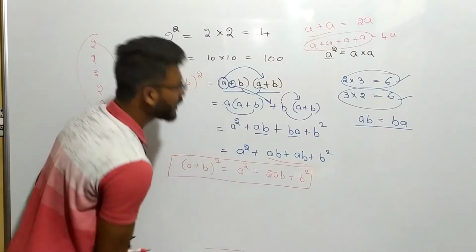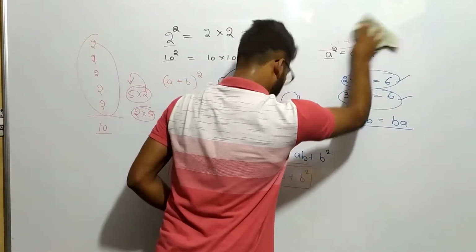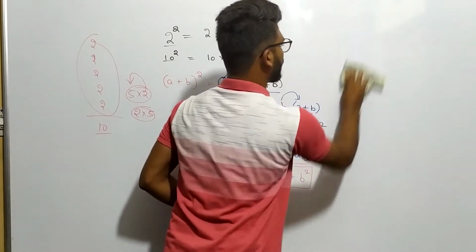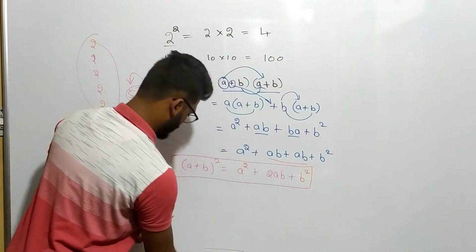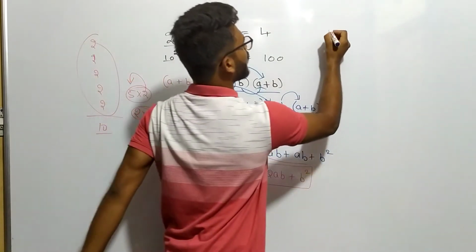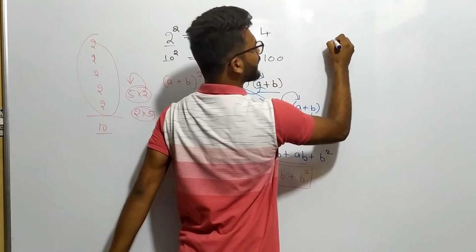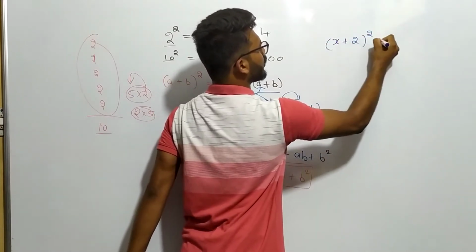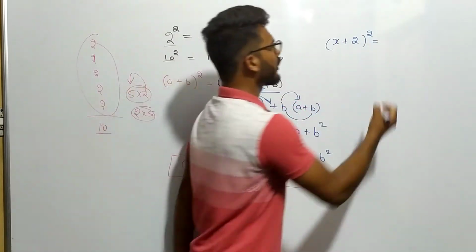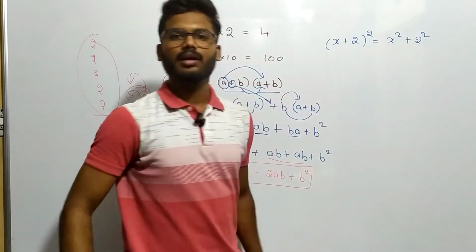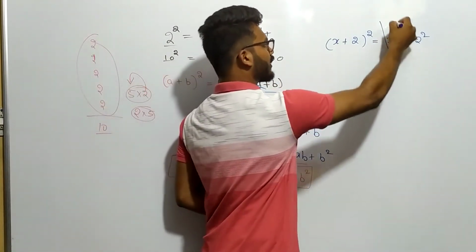Okay, some of us may write like this. See, what do you write? You will get x plus 2 whole square is equal to... In the first step, you are writing x square plus 2 square. Okay, but this is totally wrong.